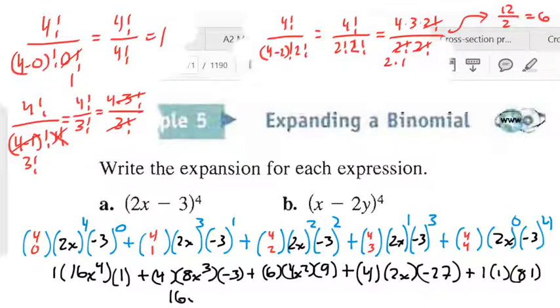We get 16x to the 4th plus negative 12 times 8 is negative 96x to the 3rd plus, oh man, what is 54 times 4? That's going to be 216. Thank you, 216. All right, then, oh man, what is 4 times negative 27? Negative 108. Sorry, I turned my brain off there for a second. And then the last one would be 81.